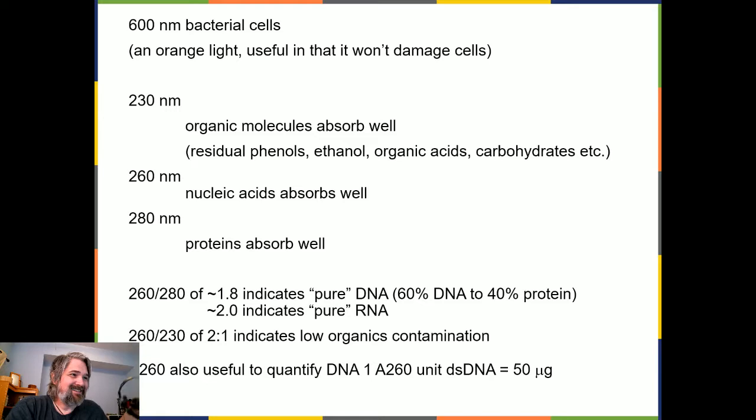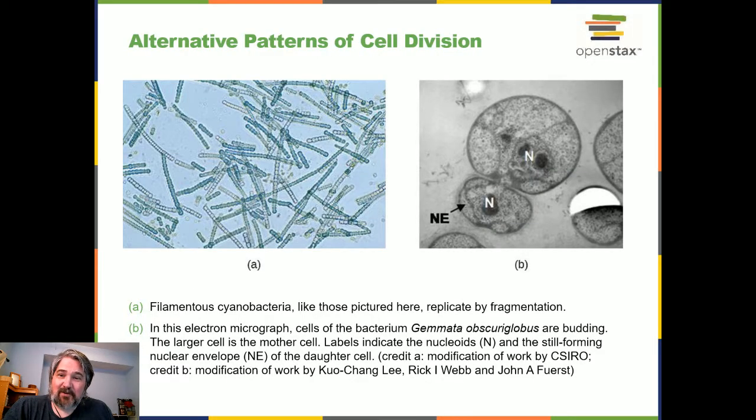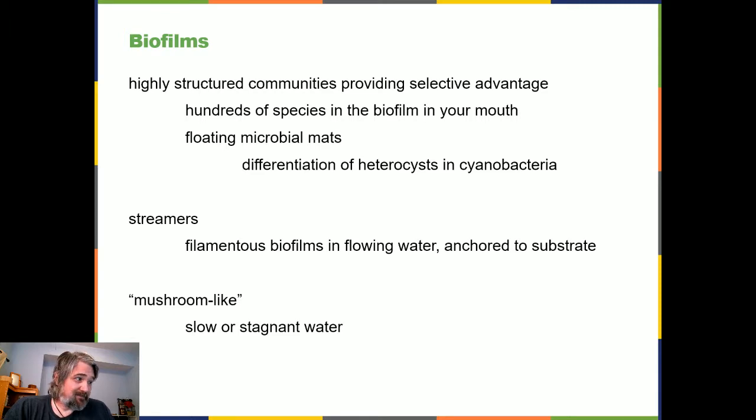Welcome back. This is what we left off with on Friday. The various wavelengths that a spec like the NanoDrop and any other spec you use that can do the UV range to quantify your nucleic acids and protein. You can use it for protein as well, and to quantify your DNA. I mentioned alternative patterns of cell division, and already mentioned that, so a little look at biofilms.